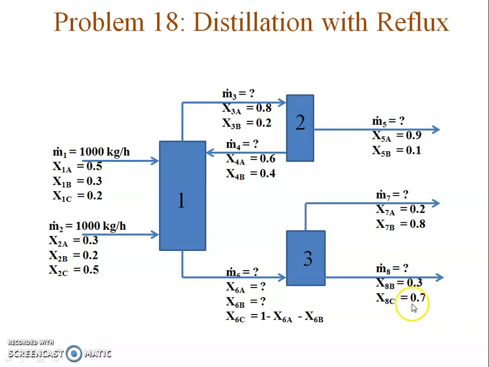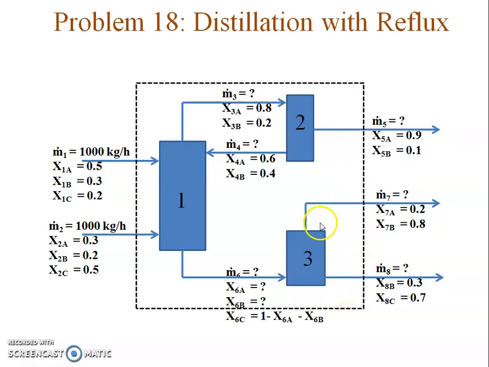So let us go and check the other option which we have, that is doing degree of freedom analysis on the entire system. Okay, how many unknowns do I have? M5, M7 and M8, 3. How many equations do I have? Again 3. So my degree of freedom is 0.